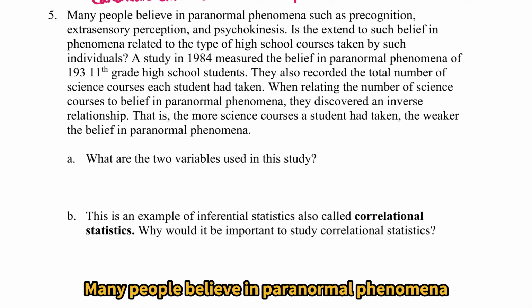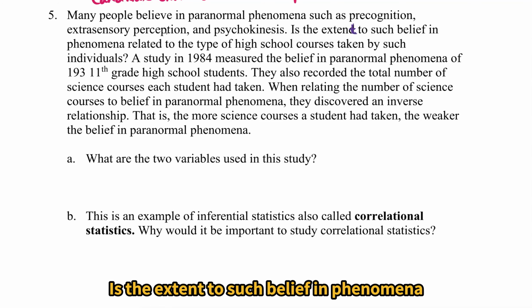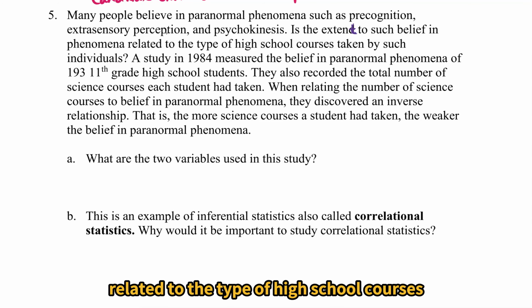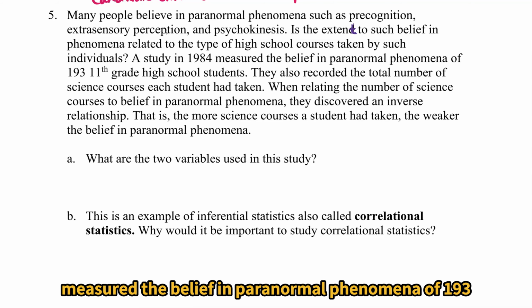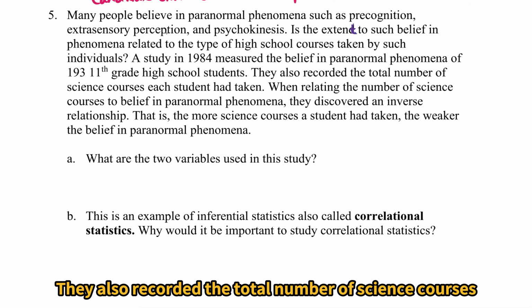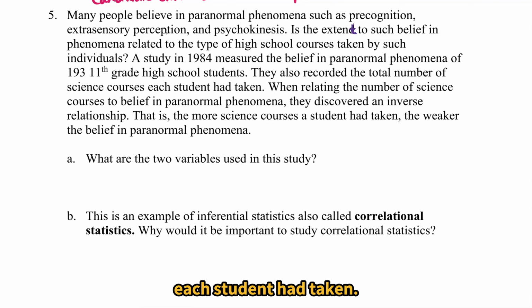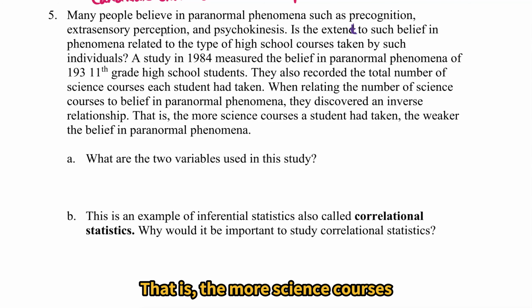Many people believe in paranormal phenomena such as precognition, extrasensory perception, and psychokinesis. Is the extent to such belief in phenomena related to the type of high school courses taken by such individuals? A study in 1984 measured the belief in paranormal phenomena of 193 11th grade high school students. They also recorded the total number of science courses each student had taken. When relating the number of science courses to belief in paranormal phenomena, they discovered an inverse relationship. That is, the more science courses a student had taken, the weaker the belief in paranormal phenomena.